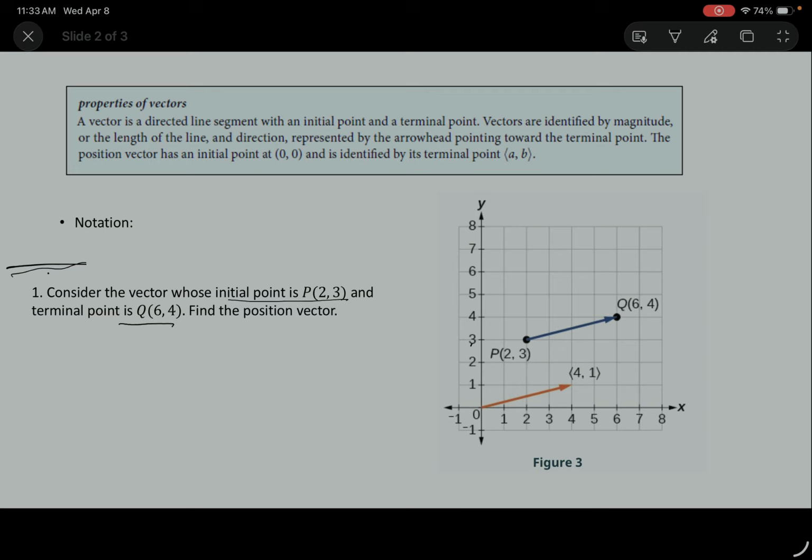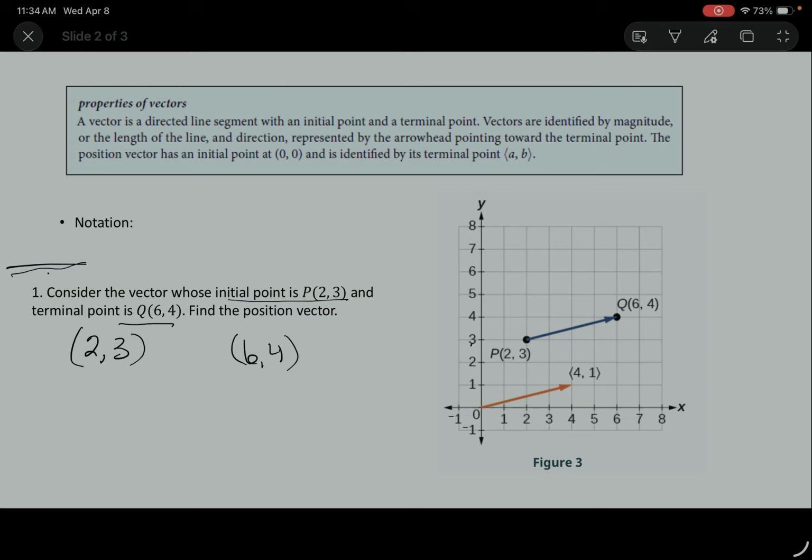So I'm just going to copy these things down. We're starting at (2, 3). It ends at (6, 4). Now, with vectors, we don't care about where on the coordinate grid they're located. They can get picked up and slid anywhere. What matters is the direction in which they are facing and their magnitude, which is the length of the vector.